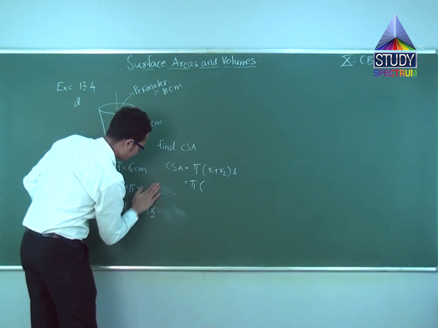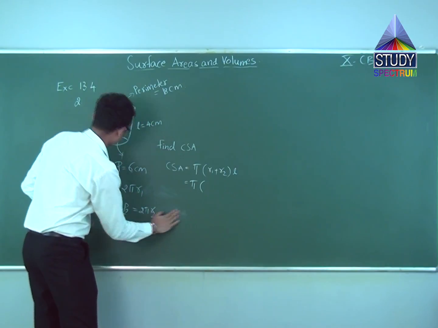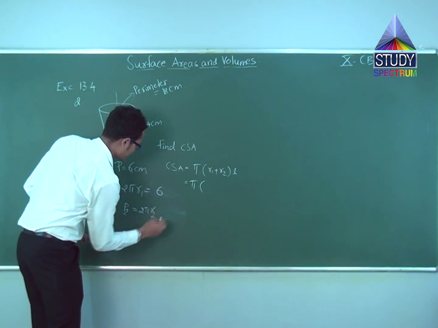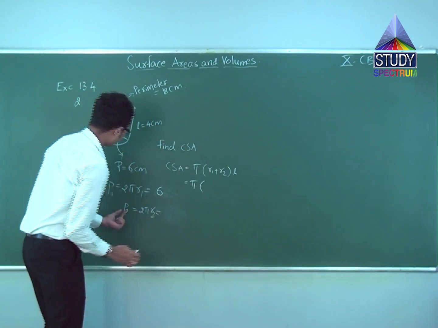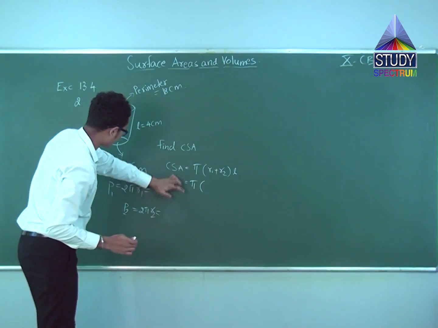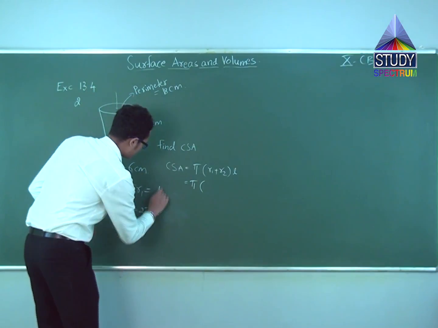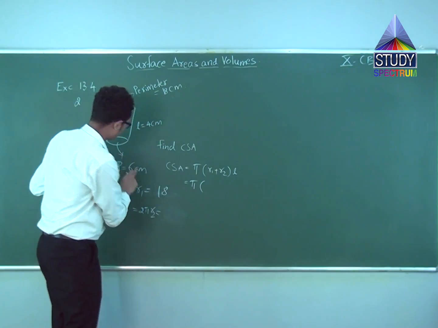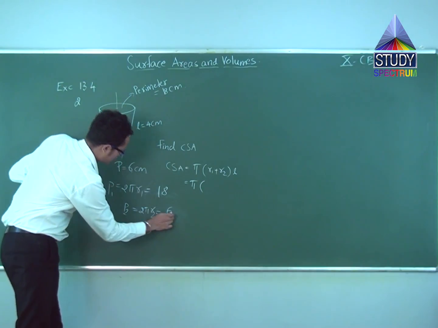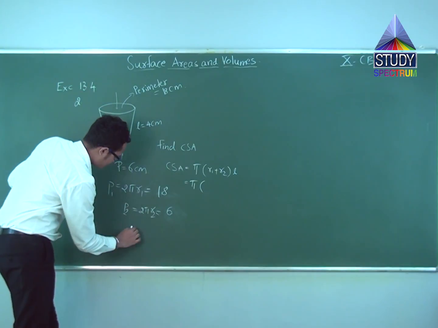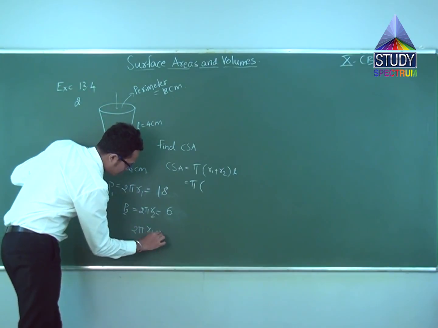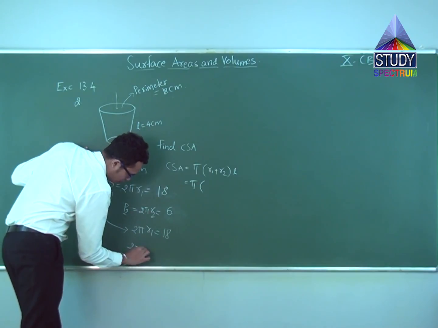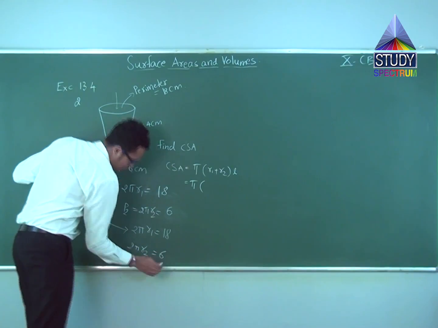Just perimeter is given, so we cannot substitute that. So perimeter 2 pi r is given as 6 centimeters. 2 pi r is 6 centimeters. And this is for the larger circle, so this is 18 centimeters, and the perimeter for the smaller circle is 6 centimeters. So this becomes 2 pi r1 is equal to 18 and 2 pi r2 is equal to 6.